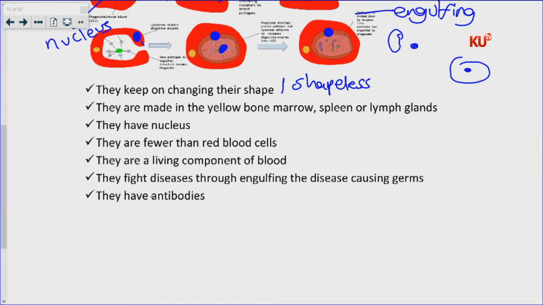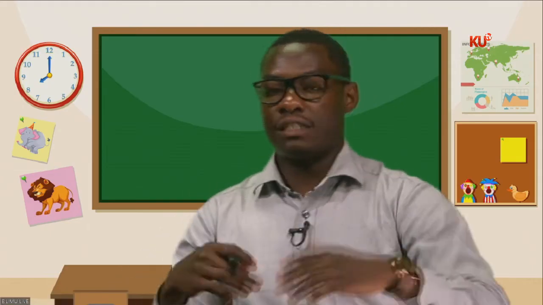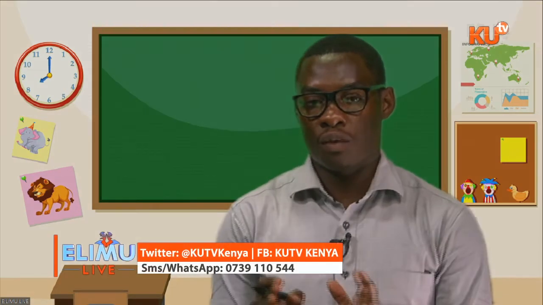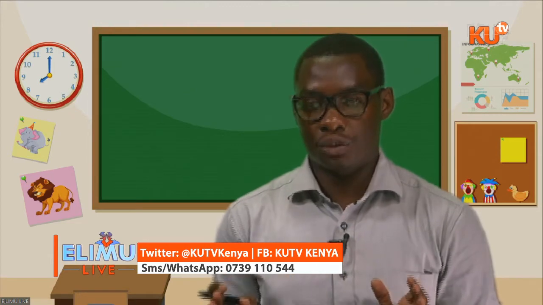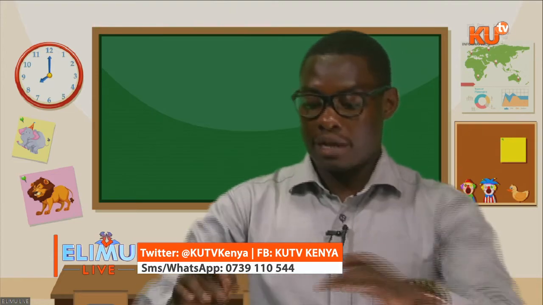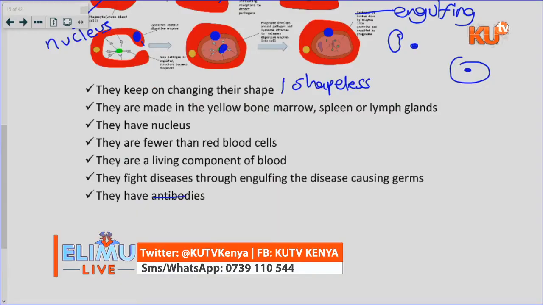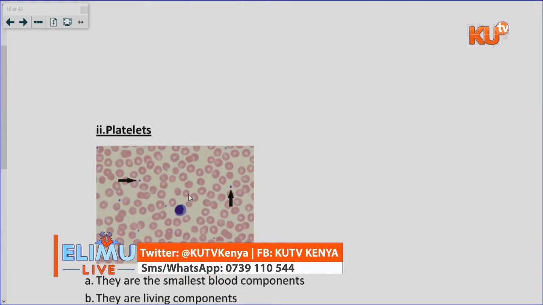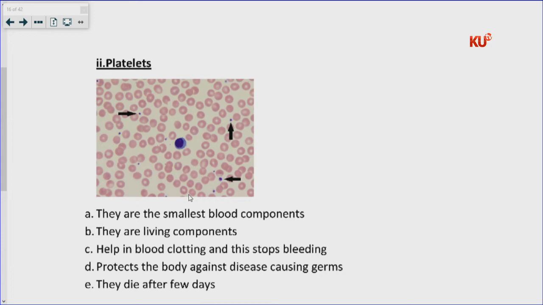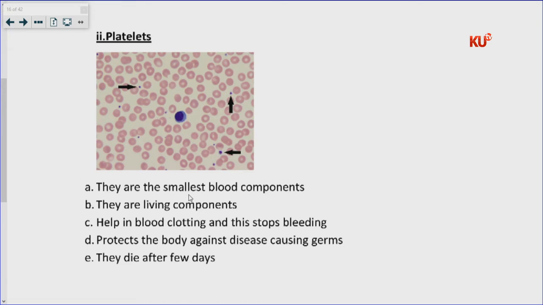And it's important to note that white blood cells have what we call antibodies, and antibodies help our bodies to fight against diseases. So the function of the white blood cells is it helps to fight and kill diseases, and that process is called engulfing. We can look at the next type of blood component, which is the platelets, and they are the smallest blood components. Look at the diagram. Sometimes they give you a drawn diagram, so you look at the diagram. That's the platelets. They are the smallest blood components.